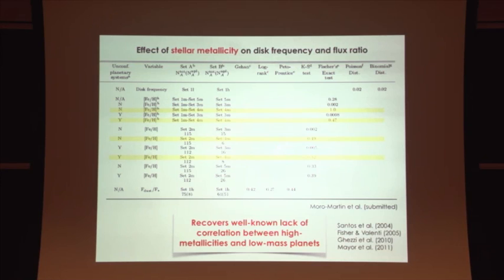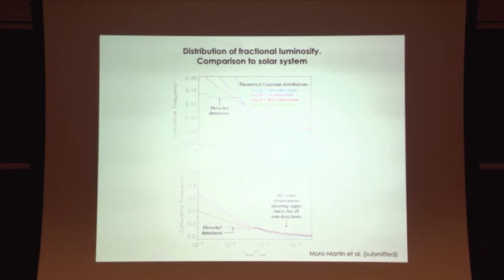And the final thing that I wanted to show you is how these disks compare to our own solar system. This is the cumulative distribution of fractional luminosity. Here, the fractional luminosity is already taking into account the observations at other wavelengths. So this is all the luminosity in the dust, at all wavelengths, divided by the luminosity in the star. And this is the distribution of fractional luminosities.